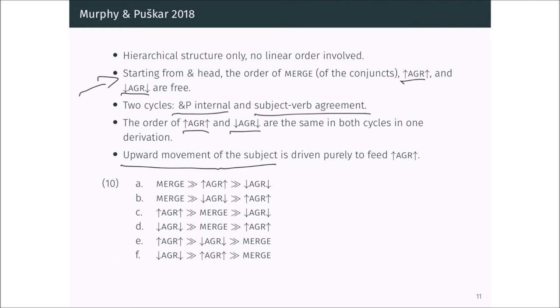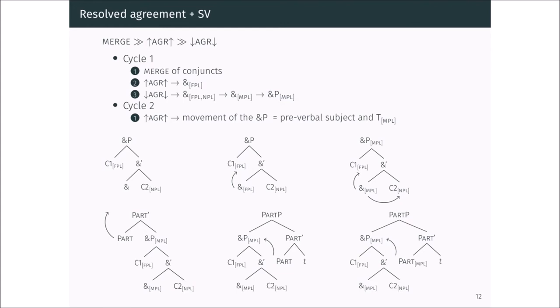So based on these three operations and their flexible orders, we have these six orders. And it turns out that these six orders can only generate all the grammatical patterns, but none of the ungrammatical patterns. Let's take an example of resolved agreement in SV order. And that's derived from this order: merge preceding upward Agree preceding downward Agree.